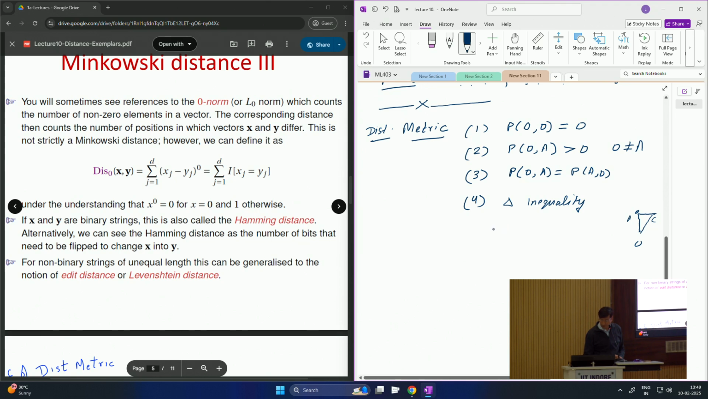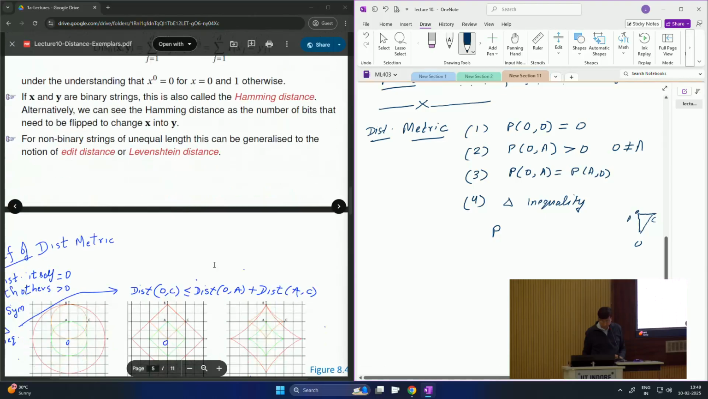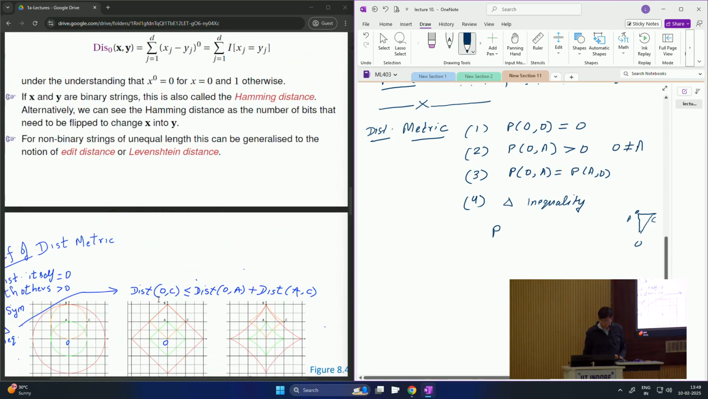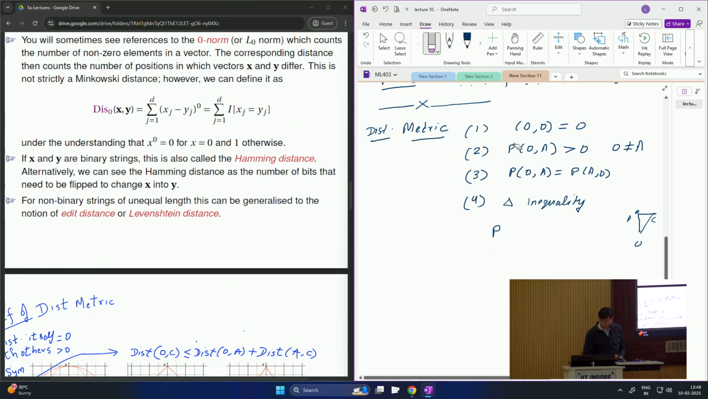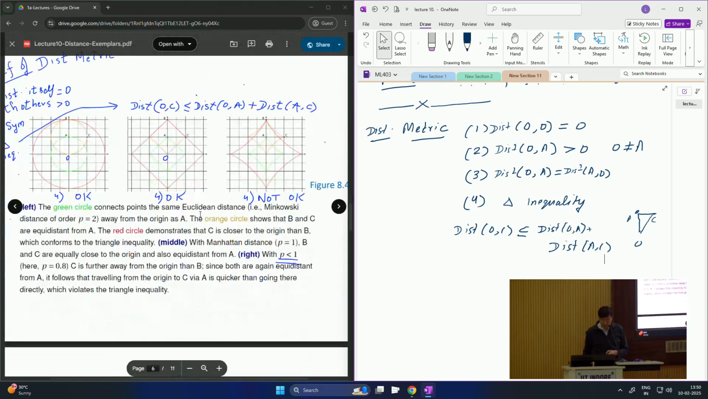So the triangle inequality says that the distance, I don't know why I'm using P, but what I meant was the distance metric. It's a function which we are trying to define. The distance which you go from 0 to C should be less than the distance from 0 to A plus the distance from A to C. It can be equal also. It need not be strictly less, which we'll see in a minute, that sometimes it may become equal. Everybody okay? Comfortable? Okay.